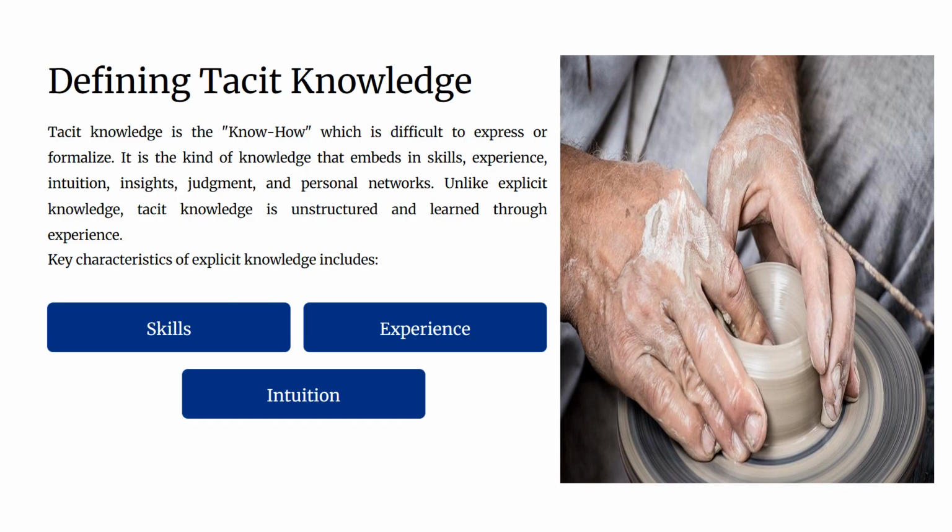Now, talking about the tacit knowledge, it is the know-how which is difficult to express or formalize. It is the kind of knowledge that embeds in skills, experience, intuitions, insights, judgment, and personal networks. Unlike explicit knowledge, tacit knowledge is unstructured and learned through experience.